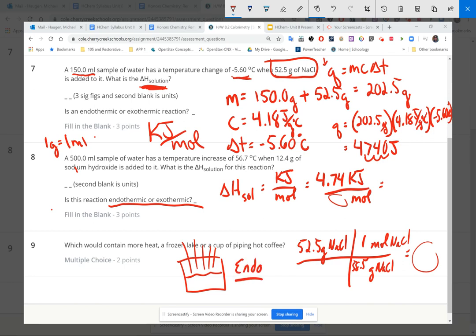So for every heat loss, there's a heat gain. It's just a transfer of heat. So the water loses the heat. It goes into making the solution. So this is going to be a positive kilojoules per mole because it's endothermic.